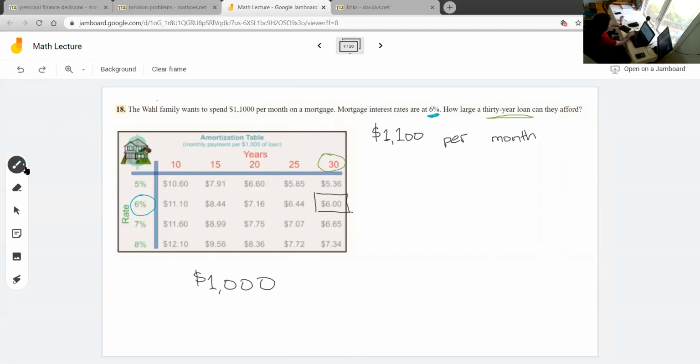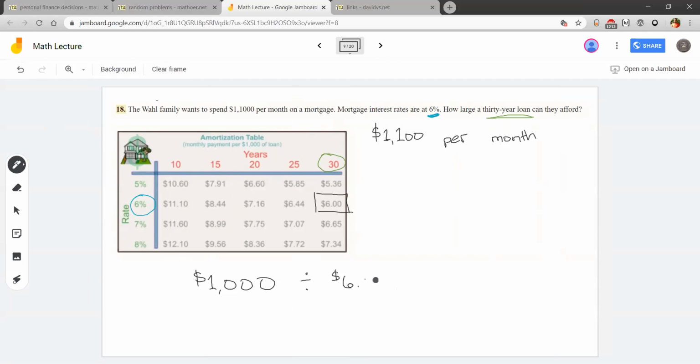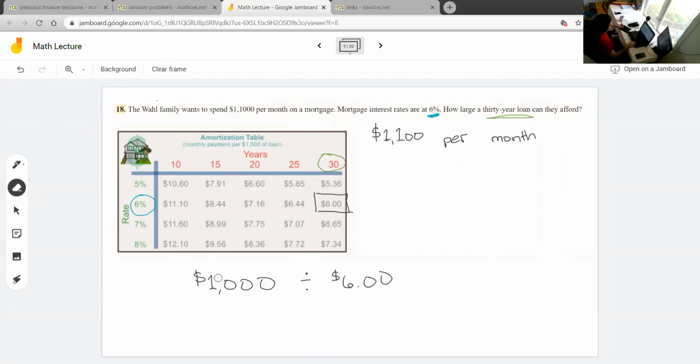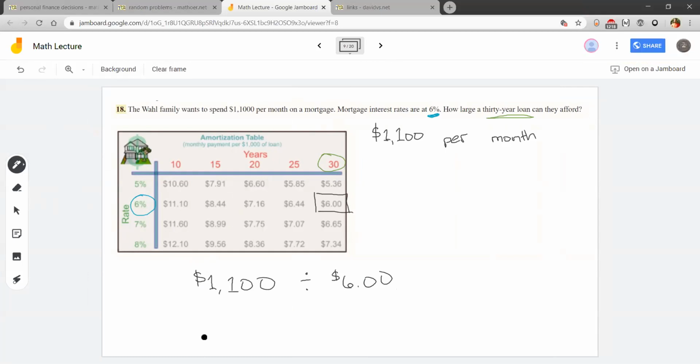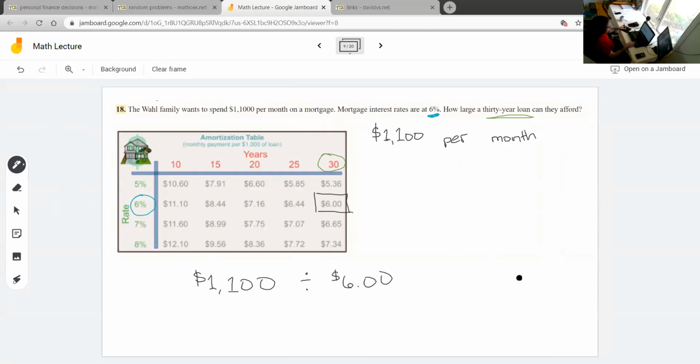Isn't it supposed to be 1,100? It is. I am again switching ones and zeros that are next to it. Thank you. So this is the same kind of bank teller thing.